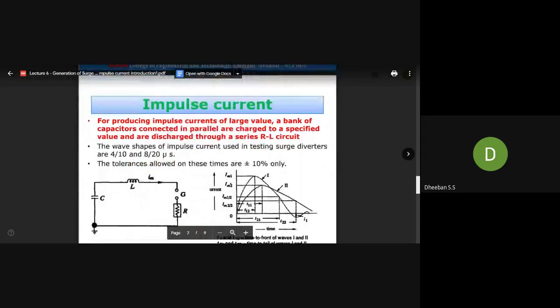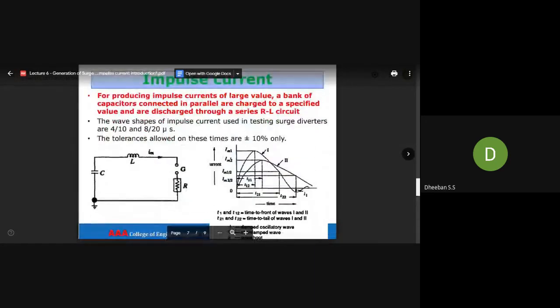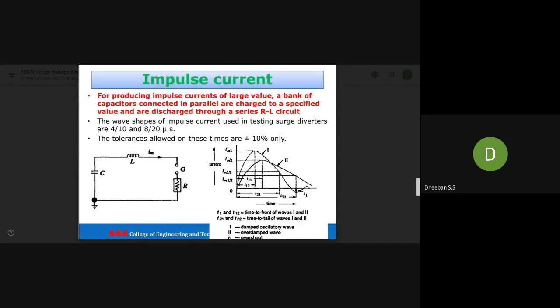So what is the impulse current? Here they have given the generation, but before that we have to know about the impulse current. So this is what your impulse current characteristic waveform looks like. Similar to the impulse voltage waveform, here you can see the time periods are predefined.